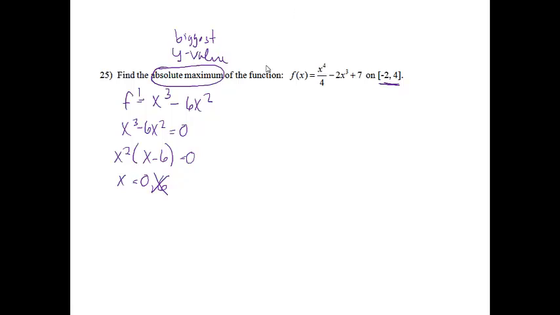Okay, if I'm doing absolute, I do not make an f prime chart. Instead, I want to evaluate, because I want to find y values. I want to find the y value at the critical number, but I also would like to find the y values at the endpoints.